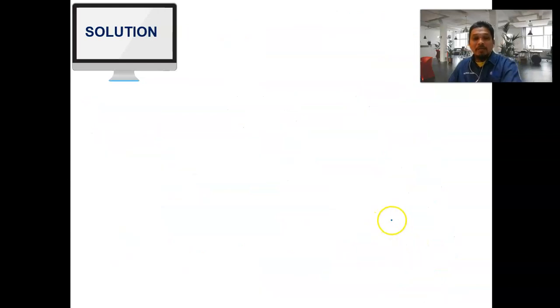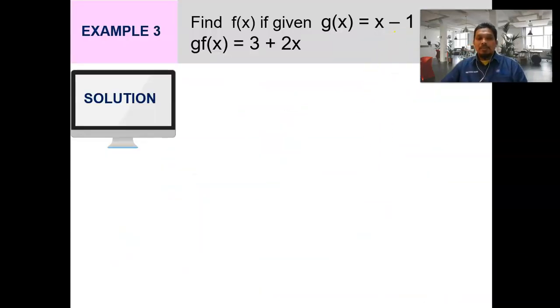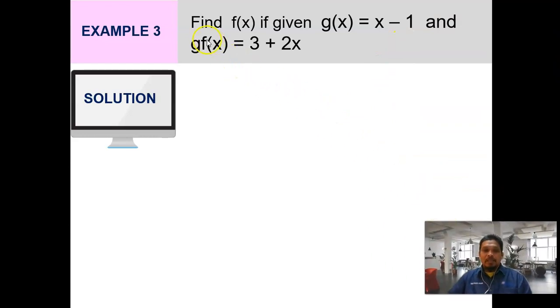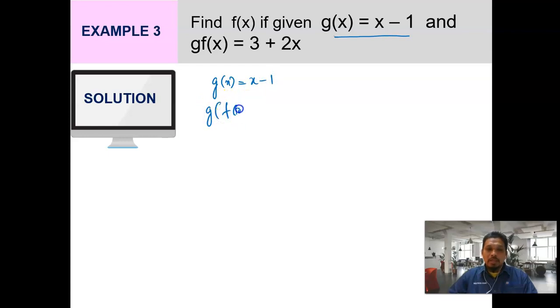Now example 3. Given that g of x equals x minus 1 and g of f of x equals 3 plus 2x. Okay, class. g of x equals x minus 1 and g of f of x equals 3 plus 2x.